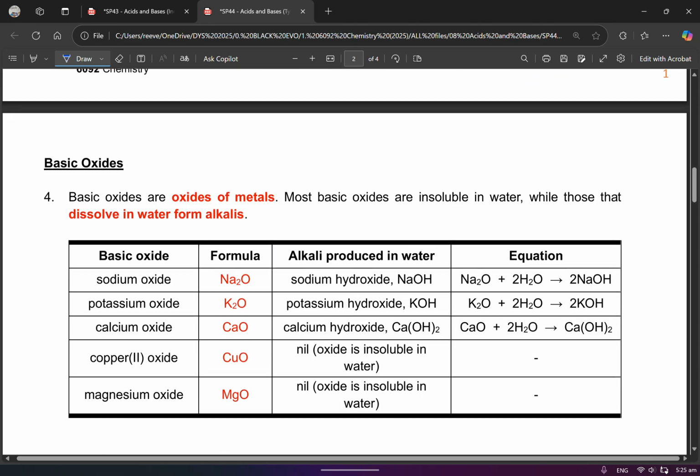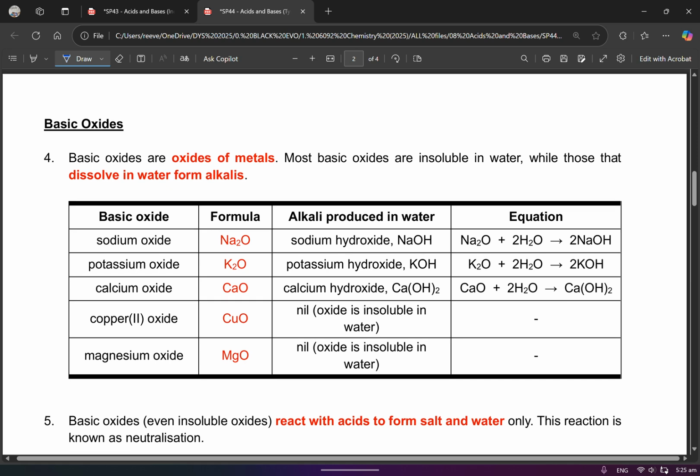Next, basic oxide. So after I finish with acidic oxide, let's look at basic oxide. So what is a basic oxide? A basic oxide behaves like a base. Why? Because when you dissolve in water, they can form an alkali. So I have all these alkalis. All these are alkalis. They can dissolve in water. Or SPCA, sodium, potassium. All these are metals.